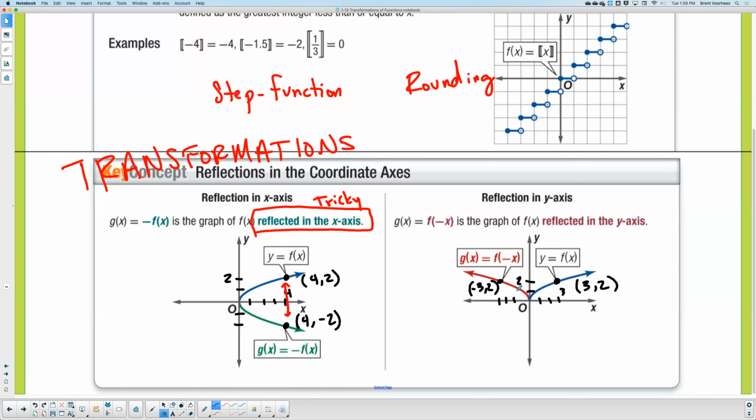Now, if you reflect your x's, which axis do you actually cross over? Y. We cross over our y-axis. So again, that's the tricky part. So if you reflect your x's, you actually reflect it across the y-axis.